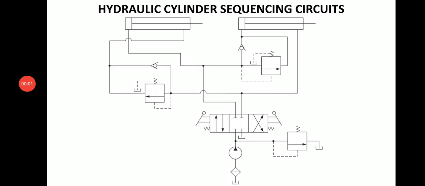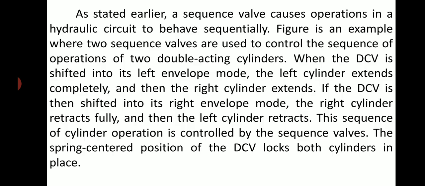Hydraulic cylinder sequencing circuits. As stated earlier, a sequence valve causes operations in a hydraulic circuit to behave sequentially. Figure is an example where two sequence valves are used to control the sequence of operations of two double-acting cylinders.